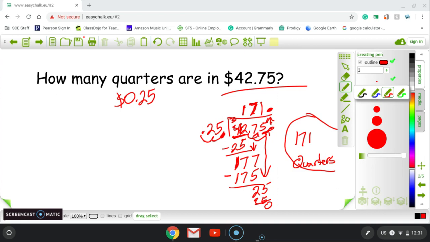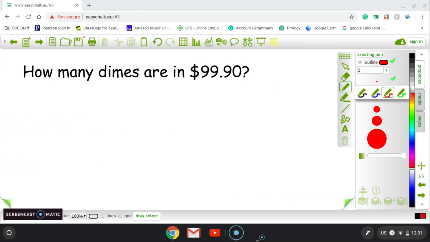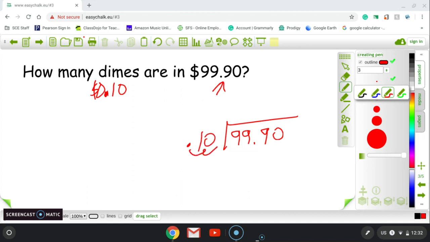Number 3. This one I'm going to show you a couple of different ways to do it. How many dimes are in $99.90? Again, this is our total. We're cutting it by dimes. So I'm going to put my 99.90 inside, and I'm going to divide by a dime, which is 0.10. So really, it's just 10 here. I'm going to move my decimal over 2 spots to make a whole number of 10. And then I'll move this over 2 spots for a whole number. Some of y'all did it this way.